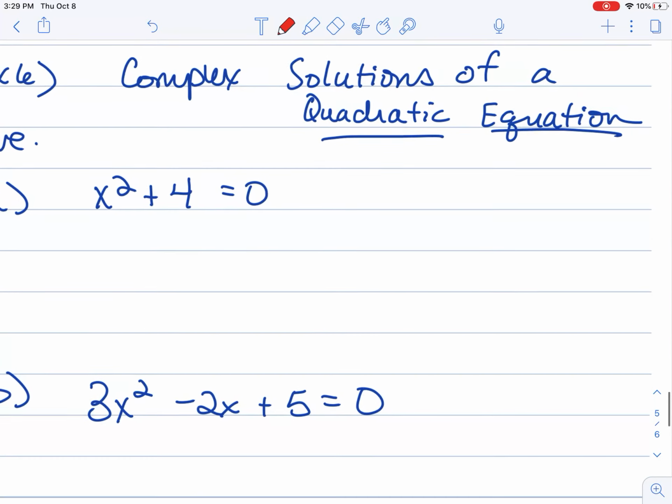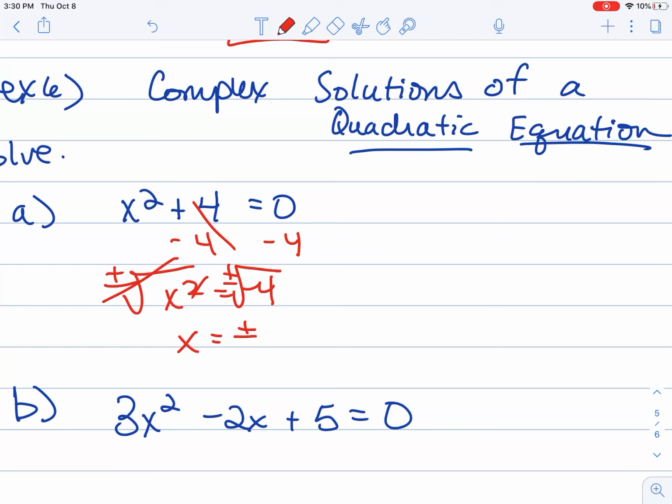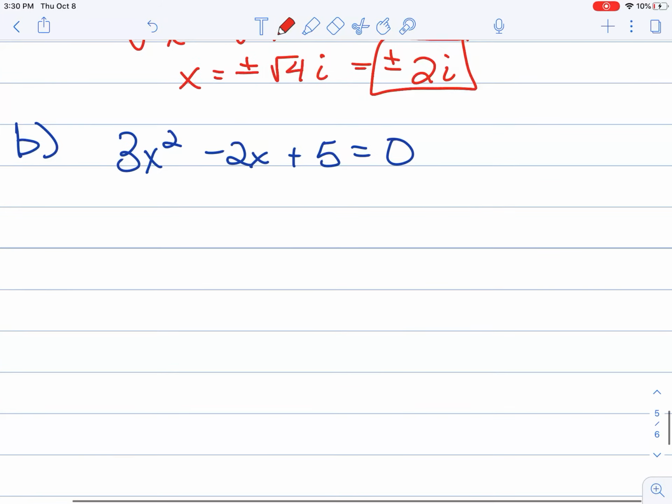Almost done. How would we solve this? So if I had to solve x squared plus 4 equals 0, I would just subtract the 4 over. x squared equals negative 4. Take the square root of both sides, plus or minus. And I'm left with x equals plus or minus the root of negative 4, remember, is going to be the root of 4i, which is really plus or minus 2i.